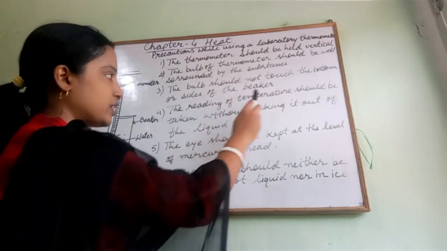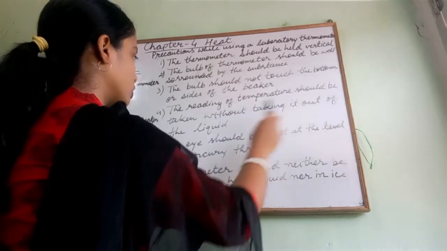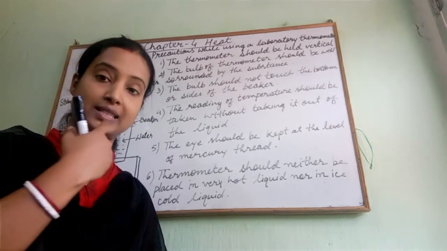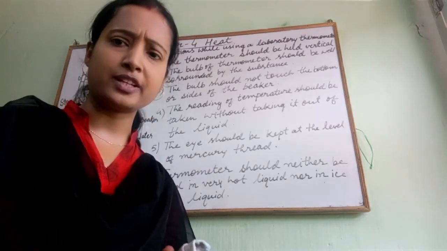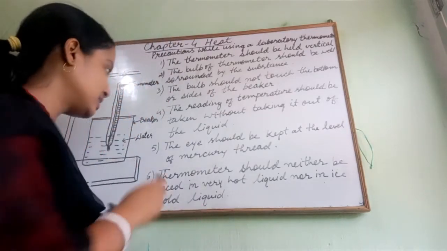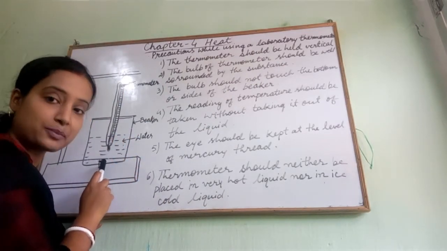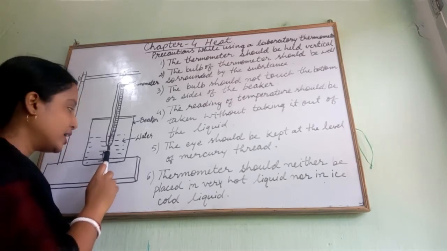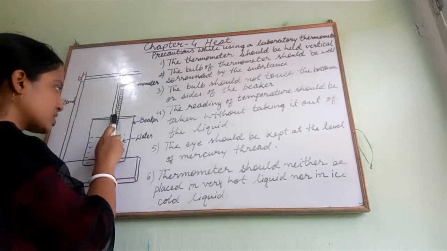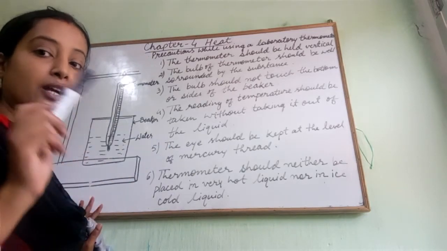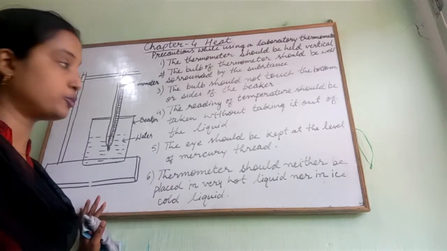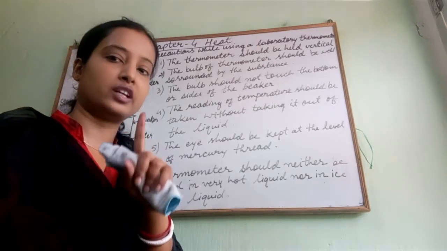Now the fourth one is, the reading of temperature should be taken without taking the thermometer out of the liquid. So children, in a clinical thermometer, what we are doing is keeping the thermometer inside our tongue or inside our armpit, and whenever we have to read the temperature, we take out the thermometer and then read. But in the case of a laboratory thermometer, the thermometer should stay in the water or in the substance whose temperature we are going to measure. It should not be taken out while reading the temperature. We will only see when the mercury level becomes constant. When the mercury level is constant, we will immediately take the temperature, without taking the laboratory thermometer out of that substance. It should stay dipped in the substance as it is. Okay, at that time only we will read the temperature of the substance.